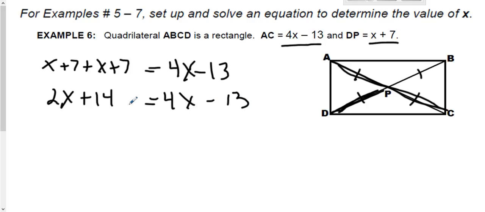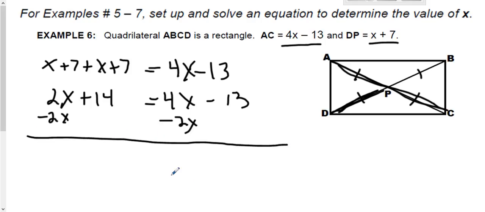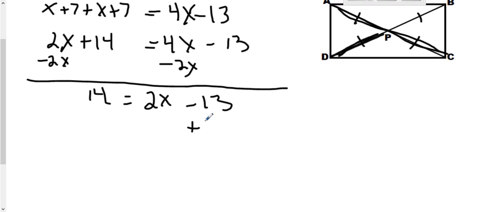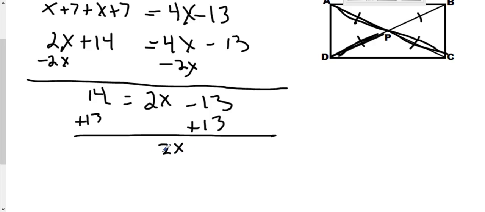So I have x's on both sides. I usually like getting rid of the smaller ones here. And I'm going to subtract 2 x's and get my x's on this right side here. So on this side we have 14 equals 4 minus 2 leaves us 2 x's minus 13. So over here we'll continue solving. We'll get rid of the minus 13 with plus 13. So we get 2x equals 27.